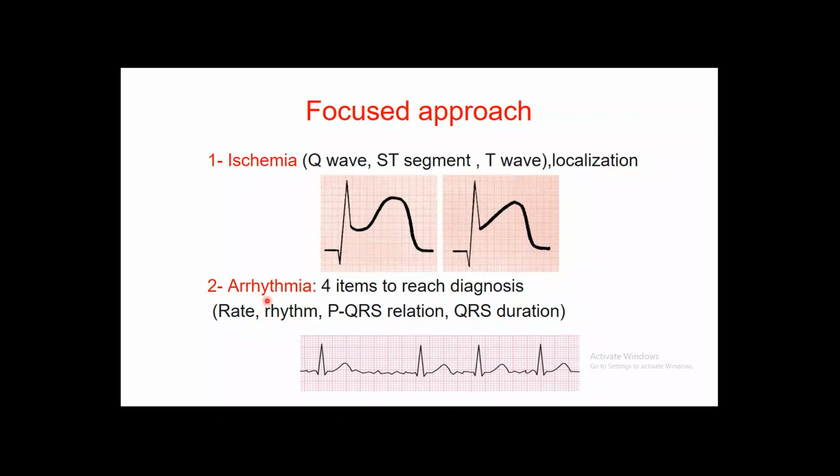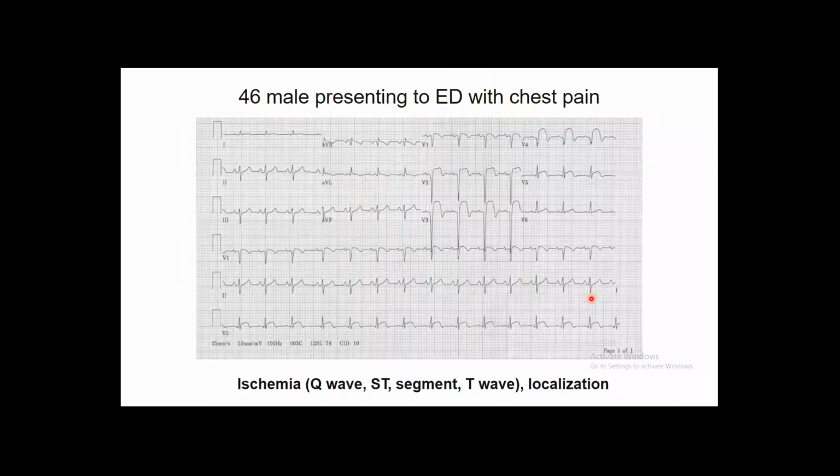On the other hand, if we have a patient presenting with palpitations and we are suspecting arrhythmia, the most important items to check rapidly are the rate, rhythm, the P wave QRS complex relationship, and the QRS duration, as we will explain in the coming slides.